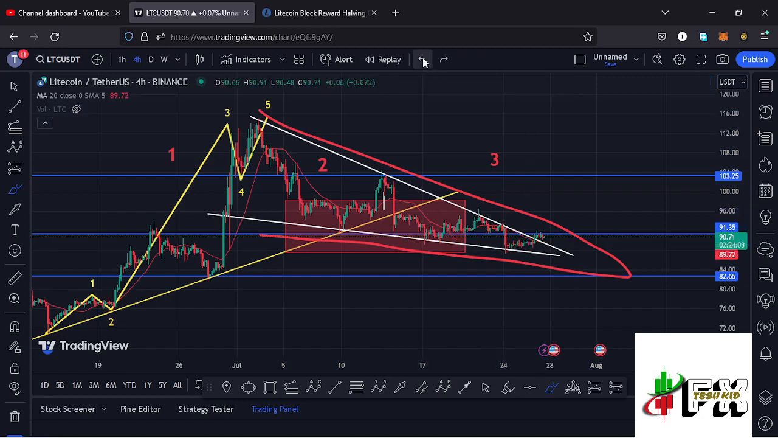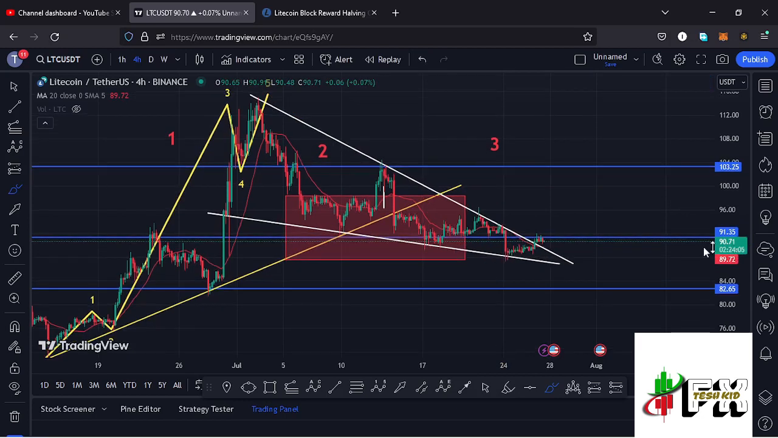You can see that at the time of this recording, we have seen the break above this descending trend line. All we need to see now is a break above resistance at around the $91.35 mark, and a successful retest of that key area of resistance before we can continue gearing up to the next key area of resistance at around the $97.65 mark. With a break above the $97.65 mark, we can easily see Litecoin get above the $100 mark in the next coming days.